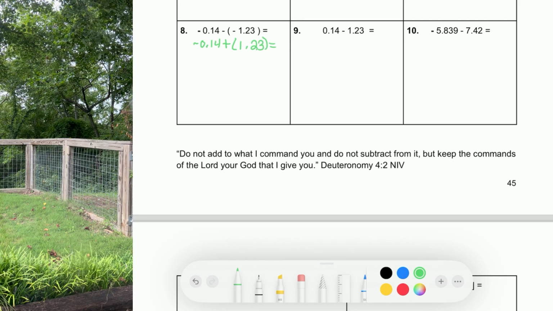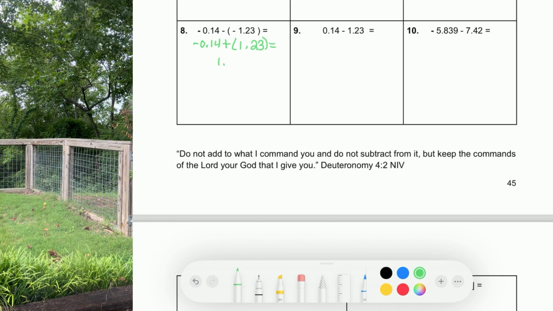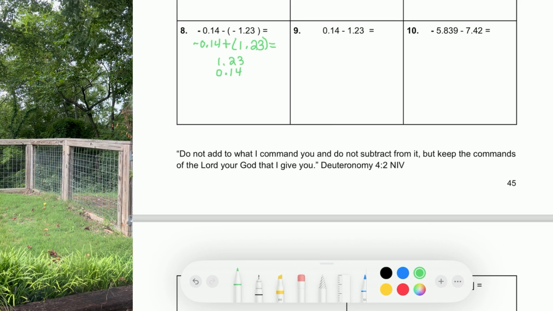Now you notice we have two different signs. We need to find the difference of those. So I'm going to actually subtract them. So I'm going to line them up by decimal.